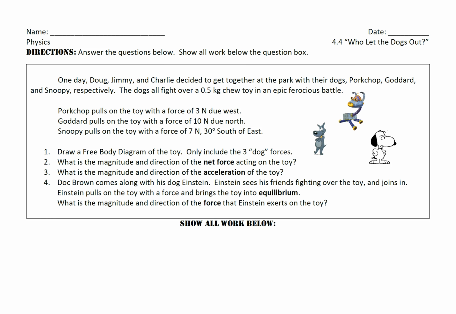In this problem, we're going to be doing things with net force, acceleration, equilibrium, all good stuff. Let's get to it. It says, one day, Doug, Jimmy, and Charlie decided to get together at the park with their dogs, Porkchop, Goddard, and Snoopy, respectively.